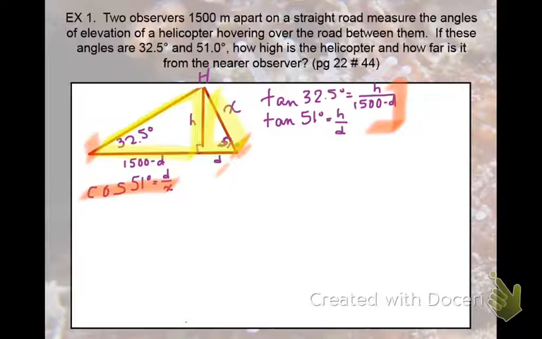And so we can solve these two equations for h. We could have solved them for d as well, but if we solve them for h, then h equals tangent 32.5 degrees times all of the denominator, 1,500 minus d. And in the bottom equation, multiplying both sides by d, h is d tangent 51. Well, if they're both equal to h, then they're equal to each other, so let's write that equation.